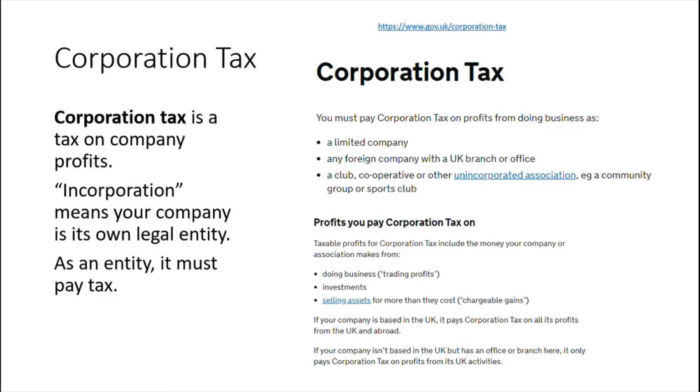Corporation tax is a tax on company profits. If you are incorporated, it means that your company is its own legal entity, and as an entity, it must pay tax.